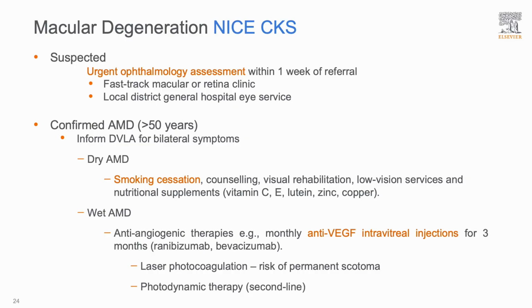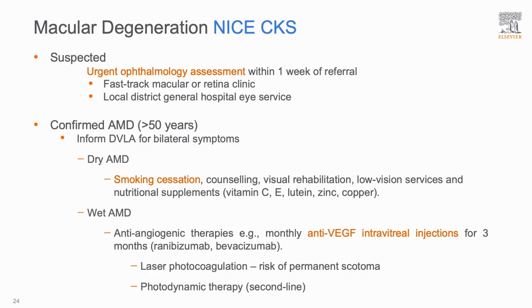Management of dry AMD focuses on lifestyle modifications and supportive measures. Smoking cessation is strongly advised, alongside patient counselling and access to visual rehabilitation services. Low vision aids may be beneficial, and nutritional supplementation including vitamins C and E, zinc and copper may help slow disease progression. For wet AMD, the primary treatment is intravitreal anti-angiogenic therapy.